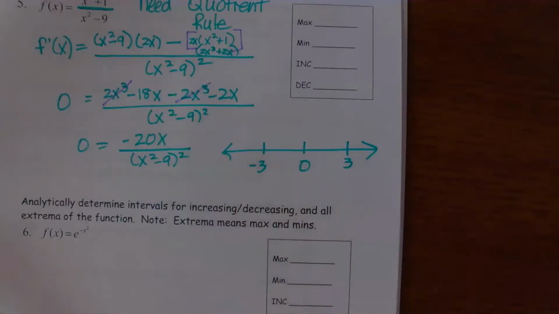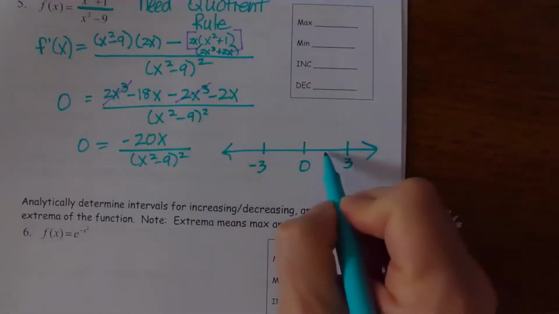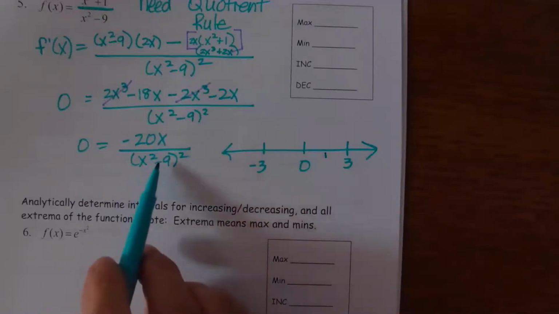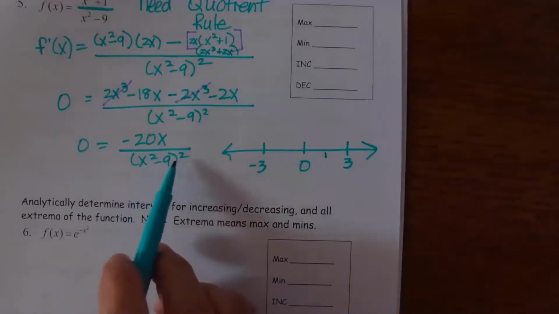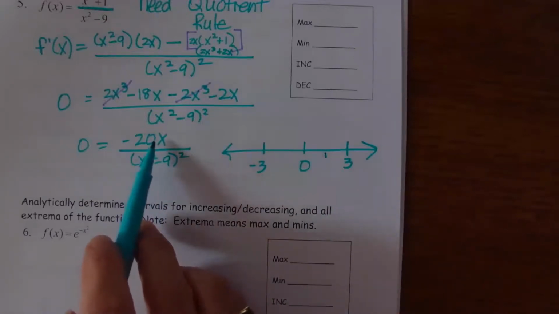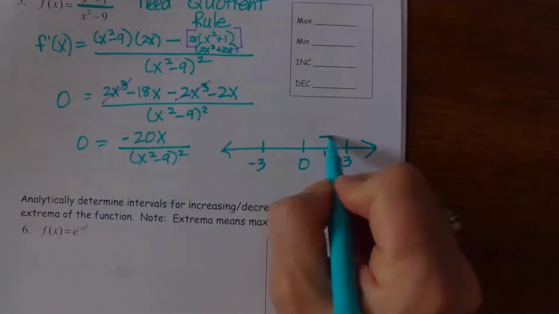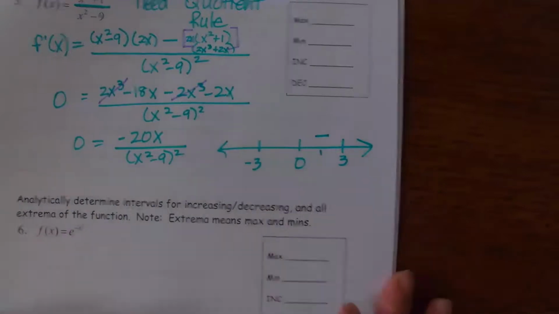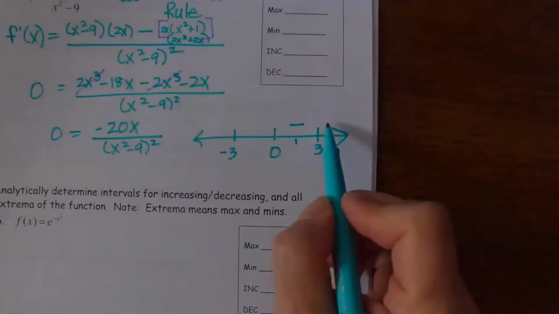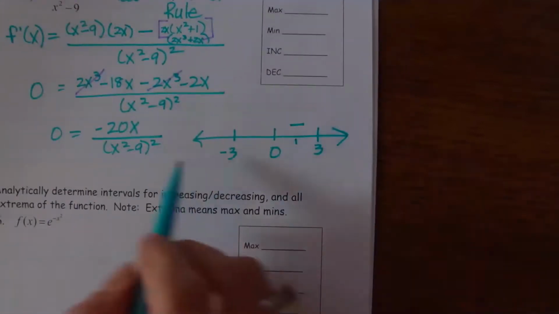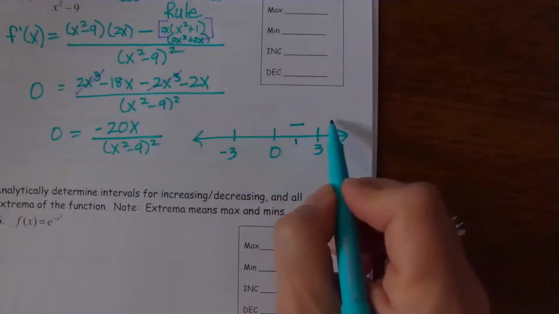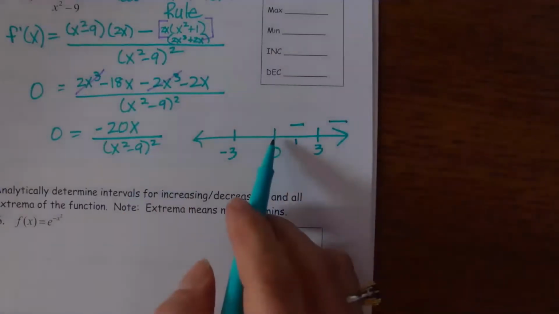What number would you guys like to plug in? 1? Should we try 1? That's the easiest. So plug 1 in. The bottom's always positive, right? Because it's squared. If you plug a 1 in, negative 20 times 1 would be a negative number. So this is negative. Once you find 1, are we going to have a sign change at 3? No, because the bottom factor is squared. Are we going to have a sign change at 0?